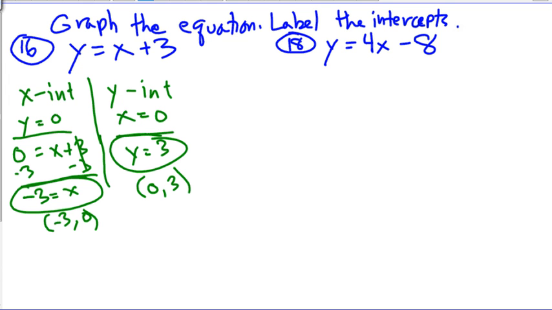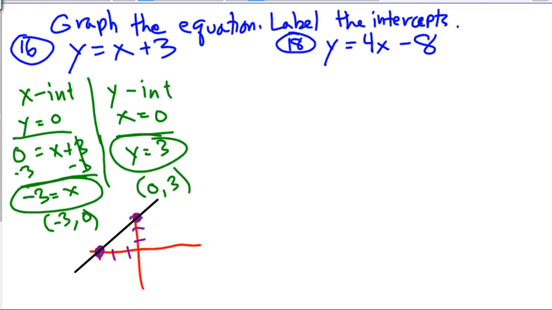So now let's graph this. Okay, and let's plot these points. Negative 3, 0. There's negative 1. There's negative 2. There's negative 3. Plot that point. 0, 3 is going to go up. 1, 2, 3. And now we connect this line. And I think I have a line here. There you go, right through those 2 points. And I should go back and label.